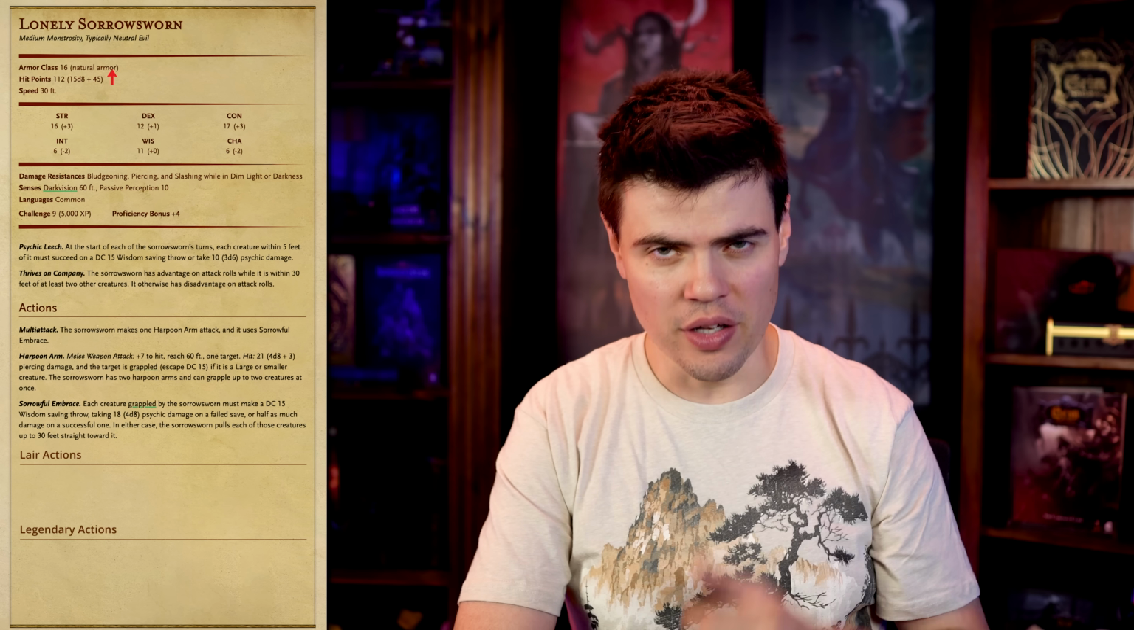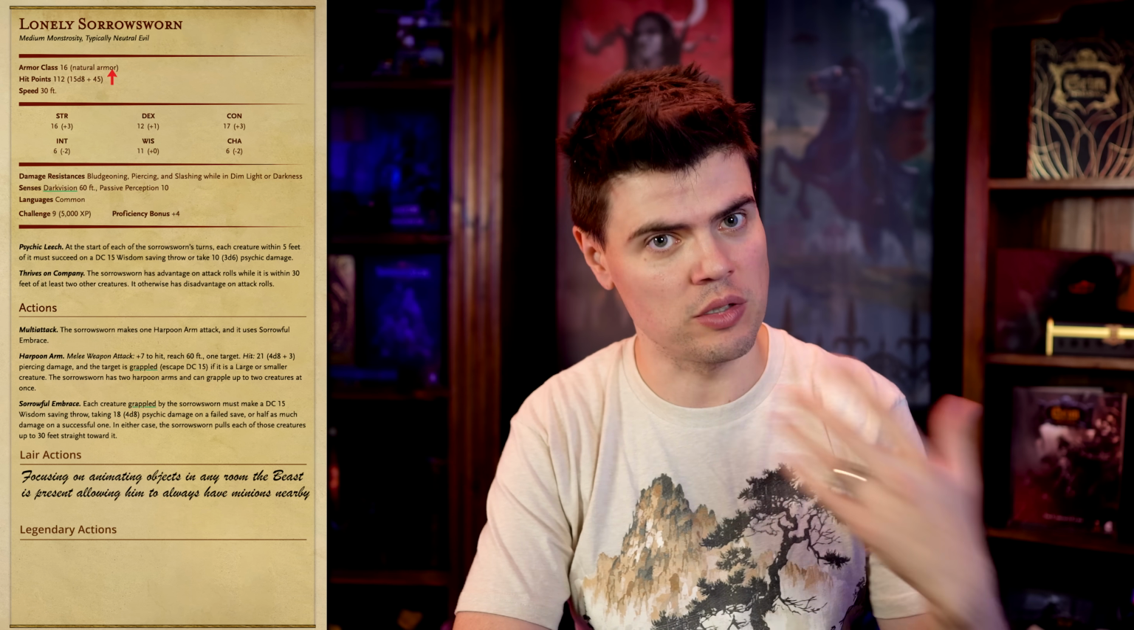Even worse is the fact that most folk arriving at the castle, whether they're suitors or explorers, are searching for wealth, and not friendship. I would make a few changes to the Lonely Sorrowsworn stat block, however. I'd probably buff its health up just a bit to make it more formidable, and give the beast both lair and legendary actions. The lair actions would probably be focused on animating objects in any room the beast was present, allowing him to always have minions nearby to shield him from damage.